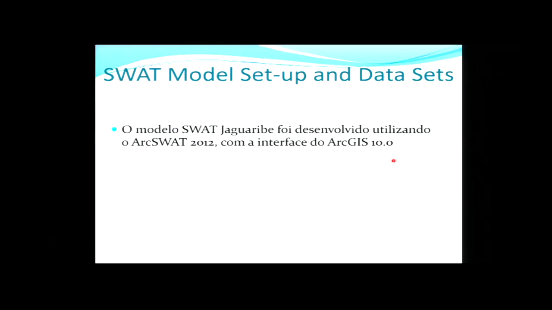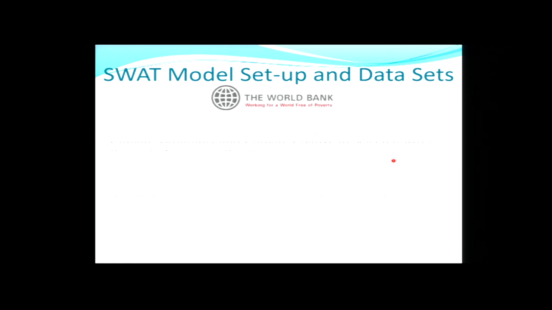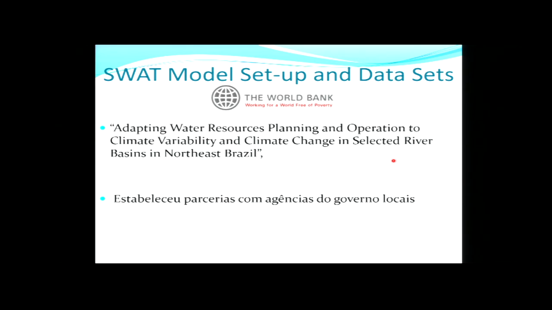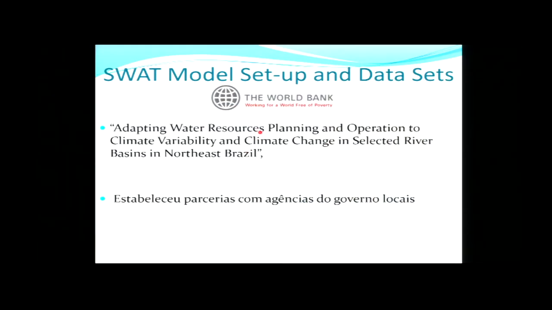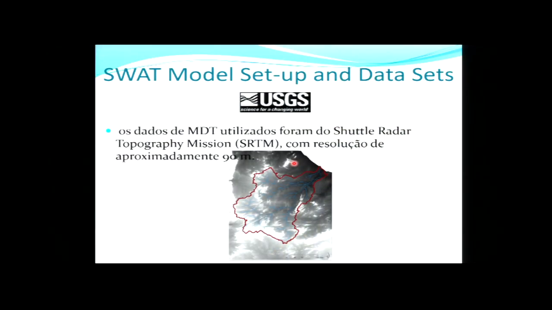It's a little bit old. We did it with ArcSWAT 10 and the ArcSWAT program. This was all part of a World Bank project that was adapting water resources planning and operation to climate variability and climate change in two selected basins in the northeast of Brazil. So there were two basins, and we were mostly focused on the Jaguaribe one. They had a lot of partnerships with the local agencies, local governments, and committees, like the watershed committee.